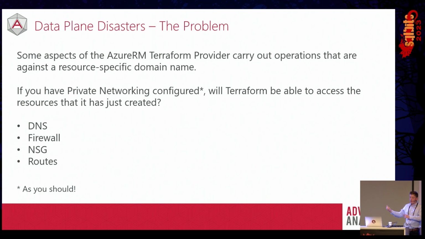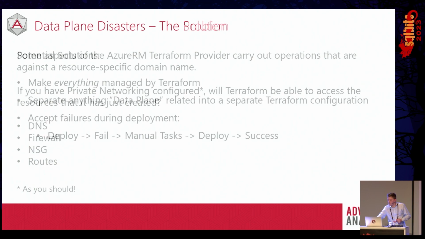Because that's going to need DNS, the firewall, any network security gateways, or any routes to be advertised. So just because it's able to create the resource doesn't mean it's then going to be able to do anything with it. And what will happen is that Terraform will get halfway through and then fail. It'll just fall on its face. So what can you do?